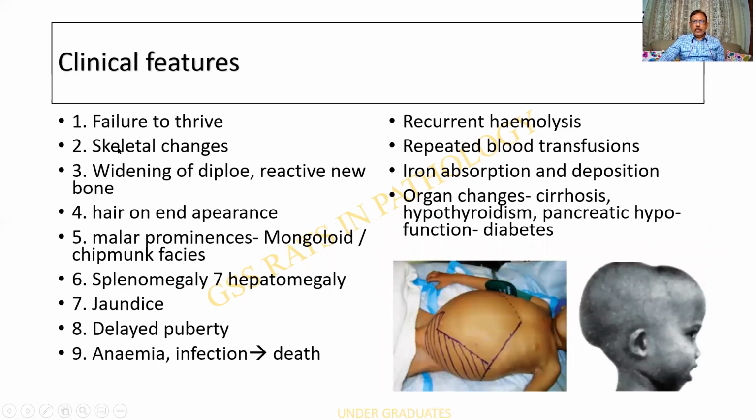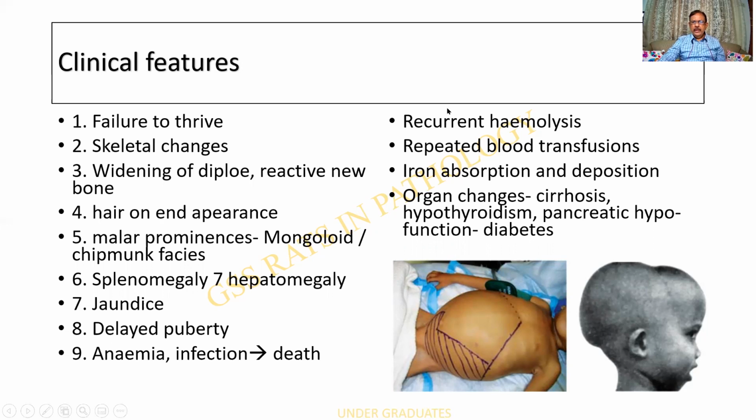So, what are the features of it? This you people can mention. There is a failure to thrive. There is lagging behind on the developmental landmarks. Skeletal changes can be there. Widening of the diploe. And here you find that frontal and occipital bossing can be present. Hair on end appearance. I'll show you the picture. Mongoloid facies. Hepatosplenomegaly. Jaundice. In any form of hemolytic anemia, jaundice should be there. Delay in puberty, anemia, severe infection, sometimes death can be there.